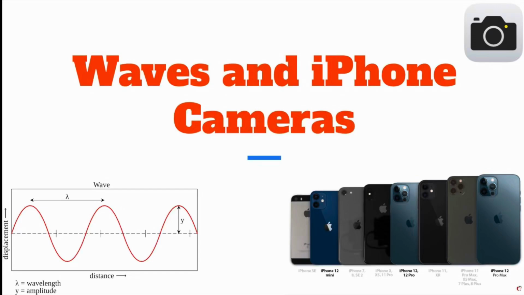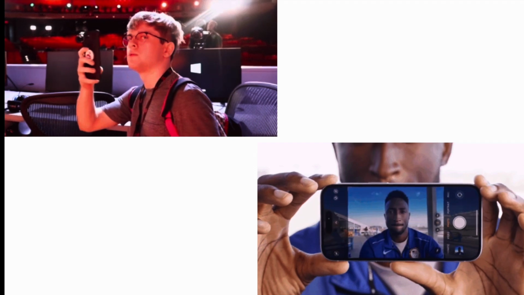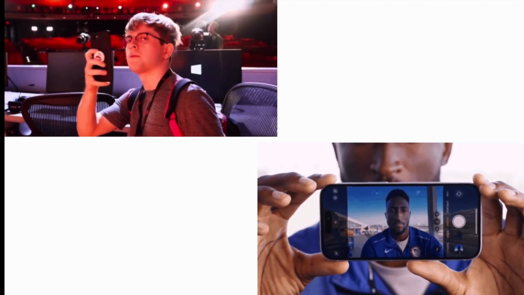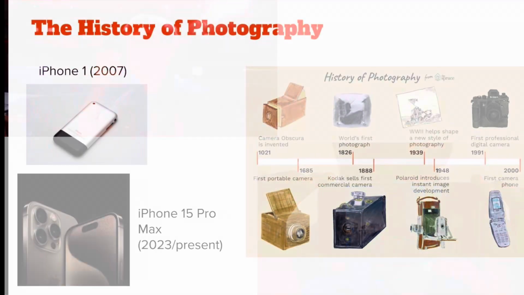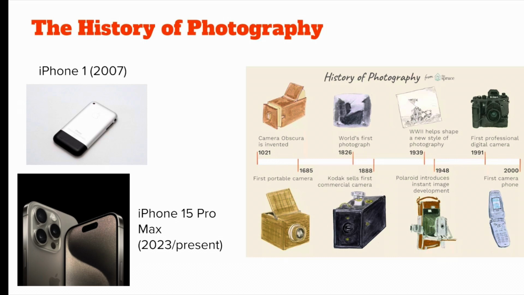Today, I'll be talking about how waves and iPhone cameras interact with each other. Now, cameras are known for capturing and storing images and videos and have evolved throughout history, but with the rise of smartphones, they're now the common use of photography. When the first iPhone came out, it had no LED flash or front camera. Now, many iPhones today have larger lenses and can take higher resolution photos.